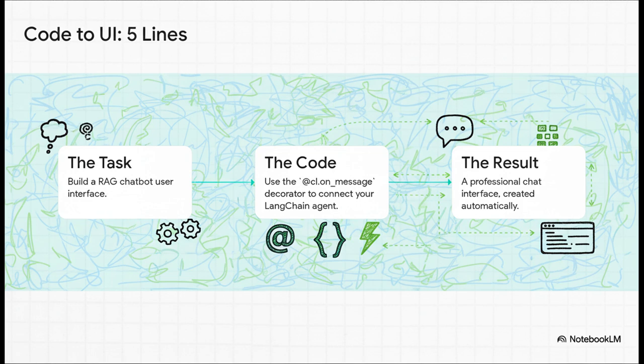That little @cl.on_message thing, that's basically a decorator, a little tag that tells Chainlit, hey, whenever a user sends a message, just run this function. And inside, you just pass that message to the LangChain agent you already built. That's it. And for that, you get a full, professional, working chat interface, instantly. That is the power of specialization.